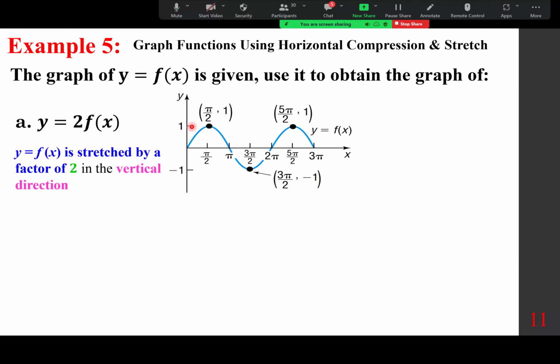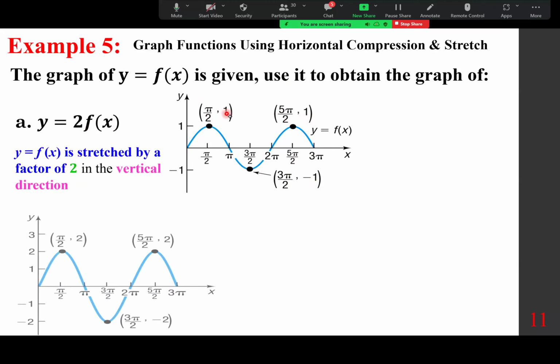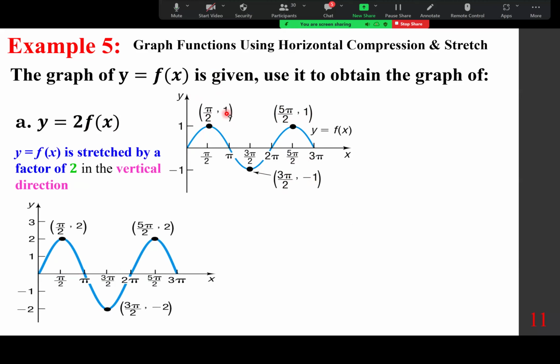So this goes up in essence 2 times. Whatever the y coordinate is, 2 times of that. And it looks like that. Okay, so you want to use the same set of axes. Something like that for this.